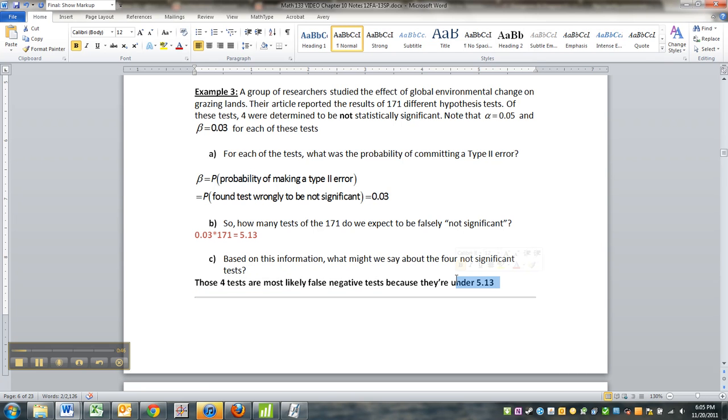I mean, what would be amazing is if you got 40 negative tests. Well, that would be something. That would be showing you that environmental change is not having an effect. But getting just 4, it's like, well, if you only get 4 negatives, then that means you have 167 positives. That's what you should pay attention to.